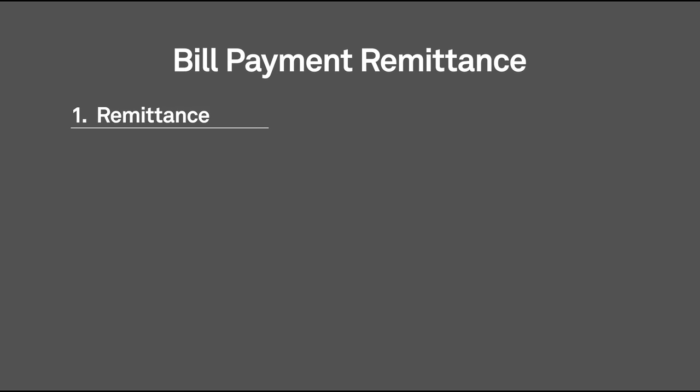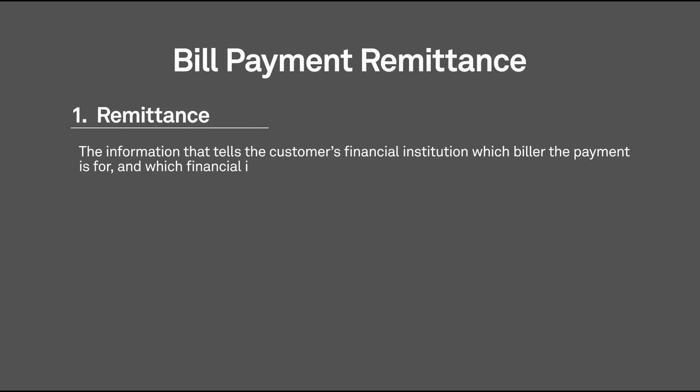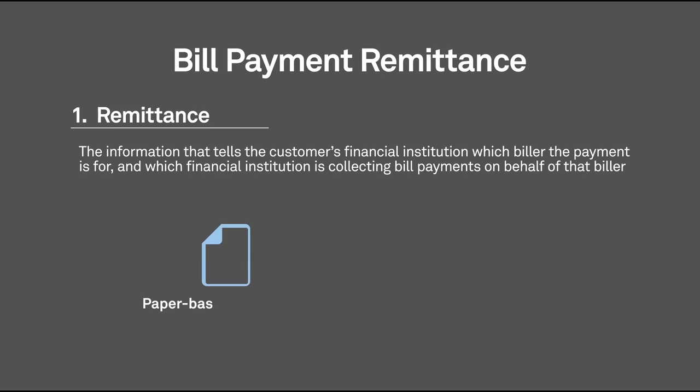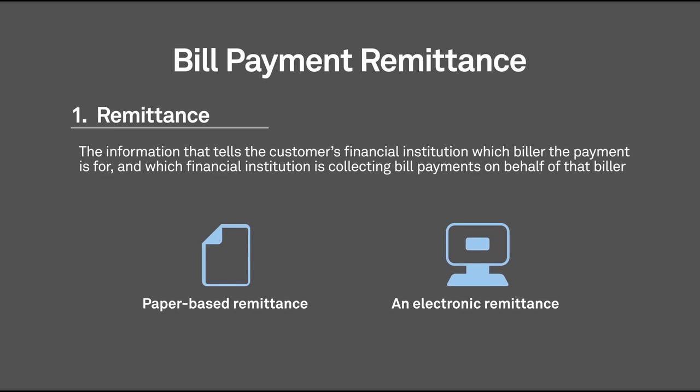First, they need a remittance. This is the information that tells the customer's financial institution which biller the payment is for and which financial institution is collecting bill payments on behalf of that biller. This remittance can be paper-based or electronic.